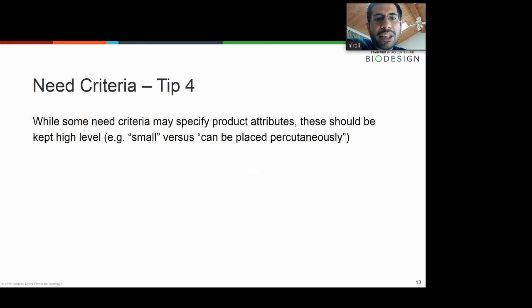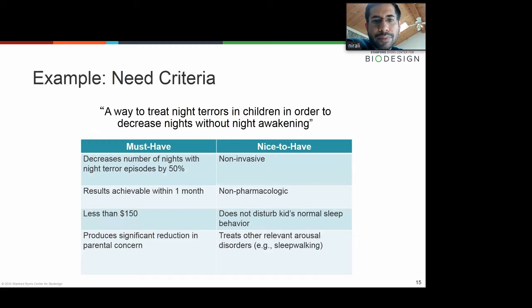So while some need criteria may specify product attributes, these should be kept at a pretty high level, such as small versus can be placed percutaneously. This is for a medical device, but try to be more high level rather than very, very specific. That being said, you want your criteria to be quantifiable. Again, this is a really important consideration.